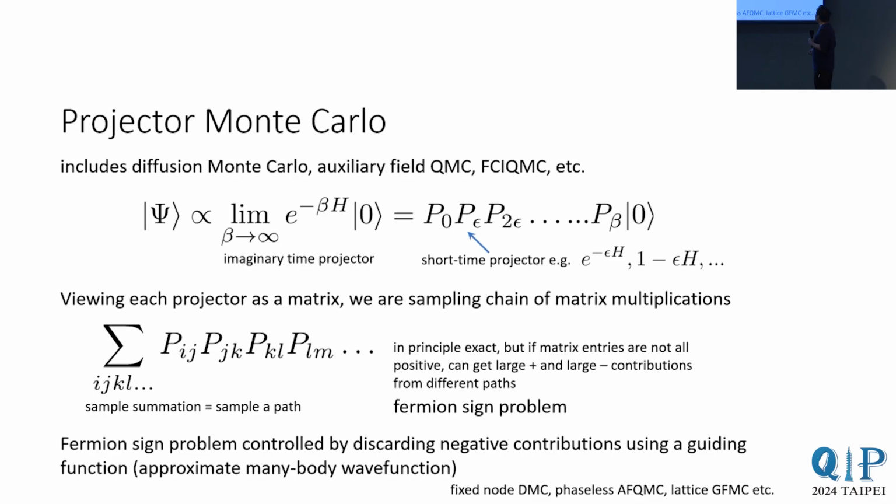That gives rise to all these particular names here, like fixed node, phaseless, and so on and so forth. These are all different ways of throwing away the negative contributions.